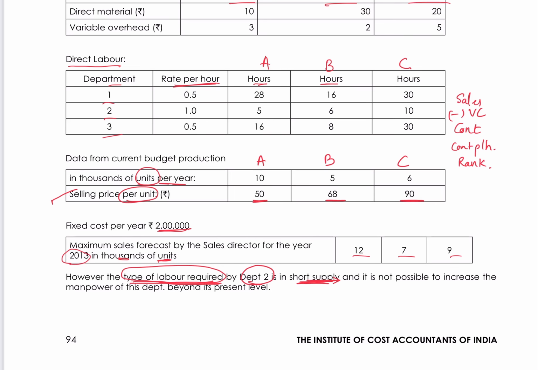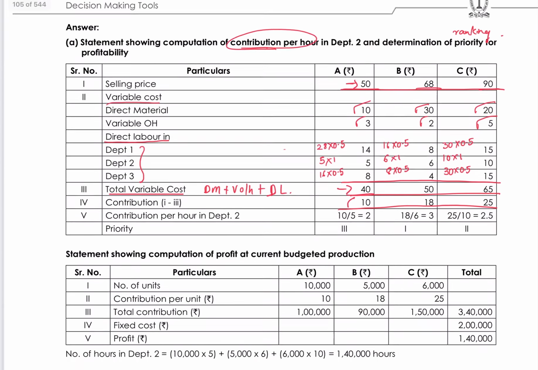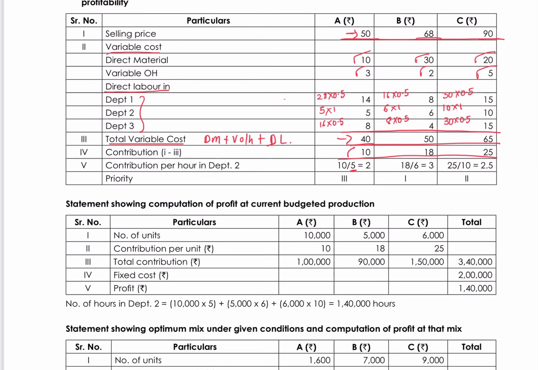Department 2 has a short supply of labor hours, so we will take department 2's labor hours. Can you see, this is 5, 6 and 10. So we will take 5, 6 and 10. Contribution divided by 5 for product A, product B's contribution divided by 6, and contribution divided by 10, which is the labor hours of product C in department 2, the limiting factor.